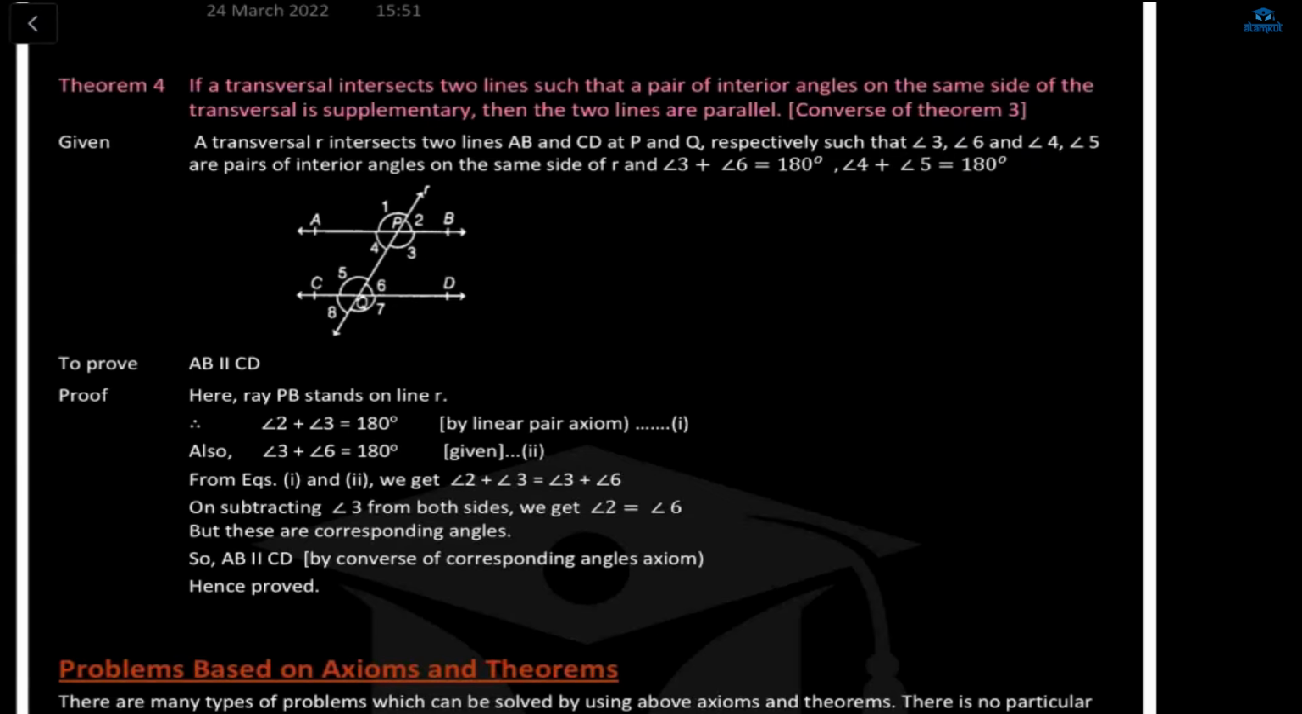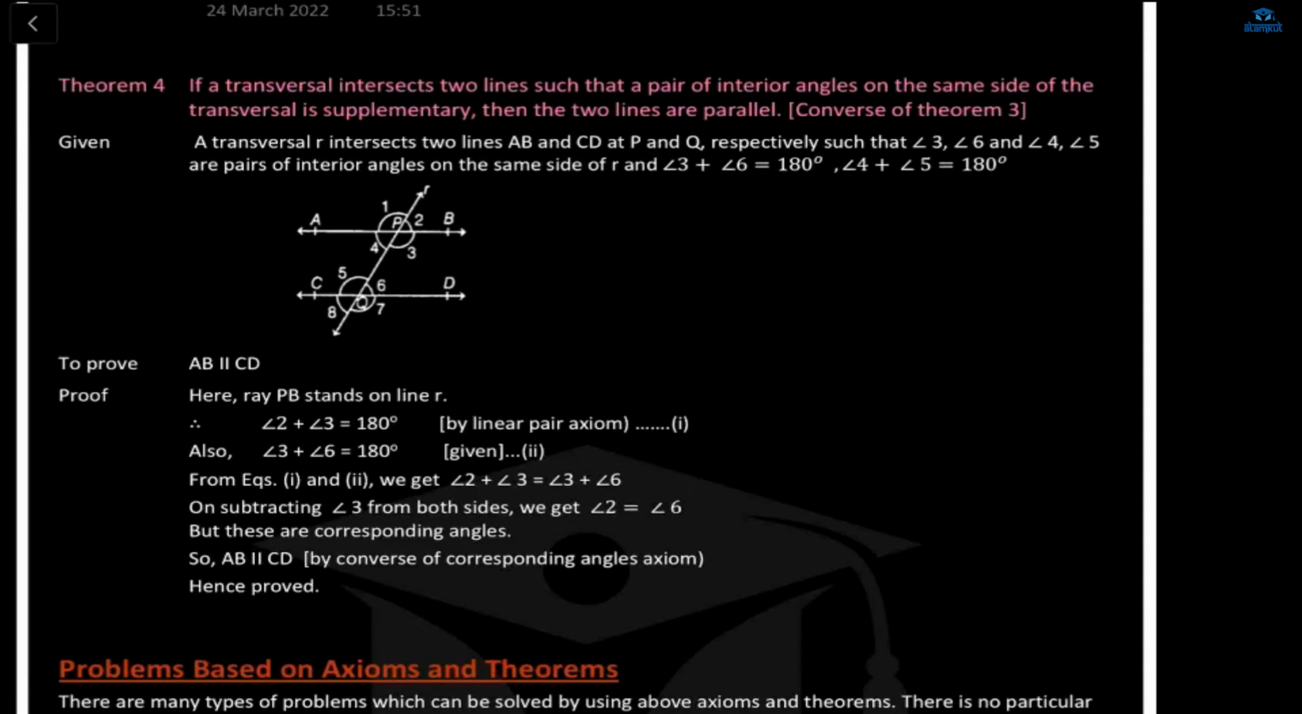If a transversal intersects two lines such that a pair of interior angles on the same side are supplementary, then the lines are parallel. This is just the converse of theorem 3 that we have just seen. In the main theorem, it was written that the lines were parallel and the transversal was intersecting them. You have to prove that the interior angles on the same side are supplementary. Now this time it is given that the angles on the same side are supplementary.